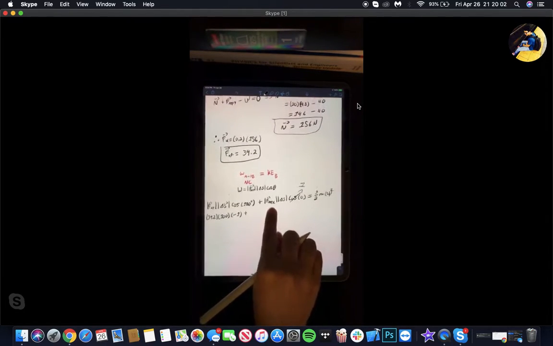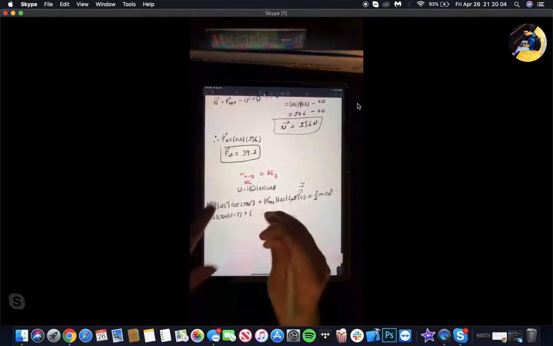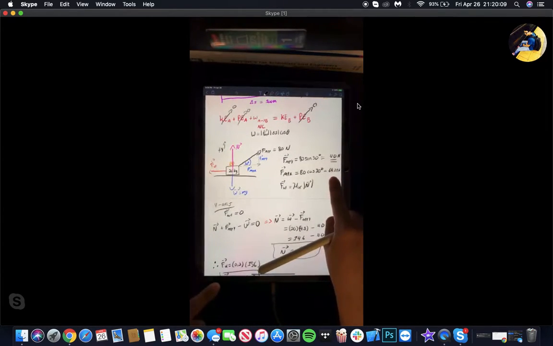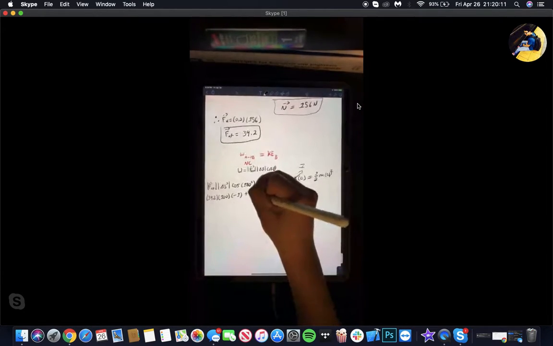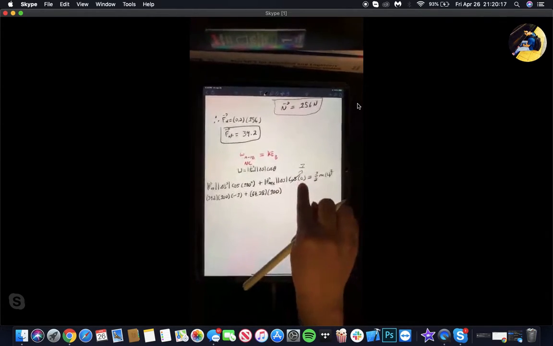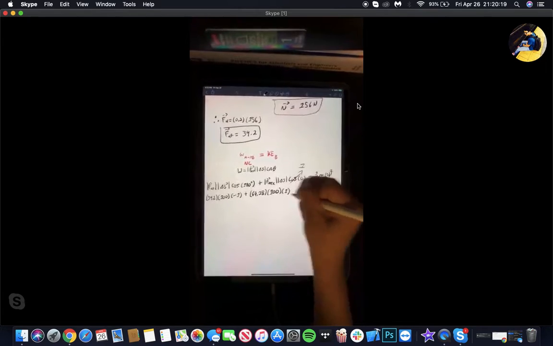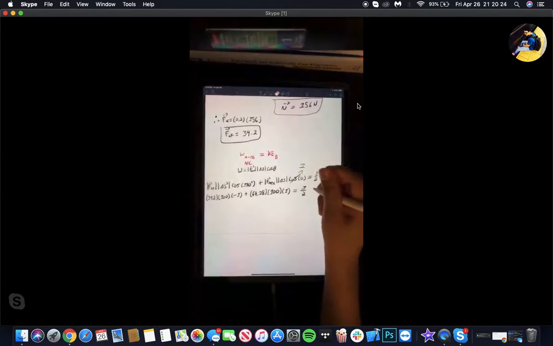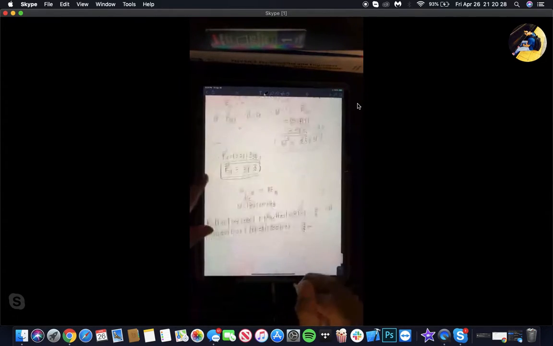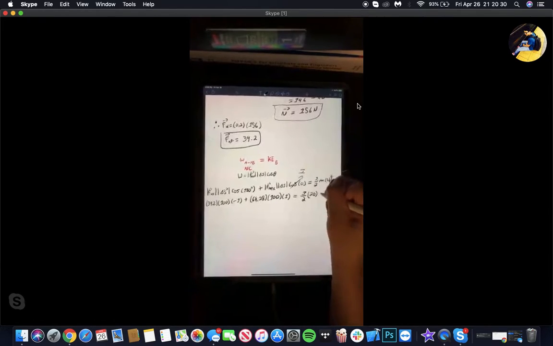And then F applied X. Well, we know what that is. That's not 80 newtons, that's 69.28, because we found that 69.28. The displacement we know is 100. And this is times 1, right? Yes. And this equals 1/2 m. Here it weighs 20, I believe. Yeah, 20 kilograms times V final squared.